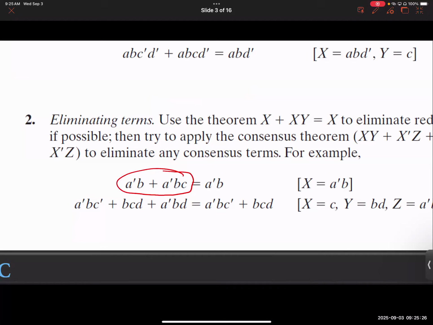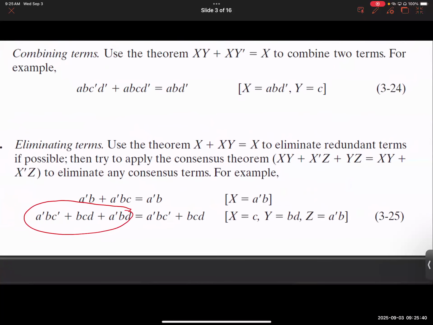What do you have in common? You have a prime and b in common. So basically, if you take a prime b in common, you get 1 plus c, which is essentially a prime b. So this is another one where you can eliminate a term. But this is another slightly involved example that also uses the consensus theorem, the one that we just learned, to eliminate a term.